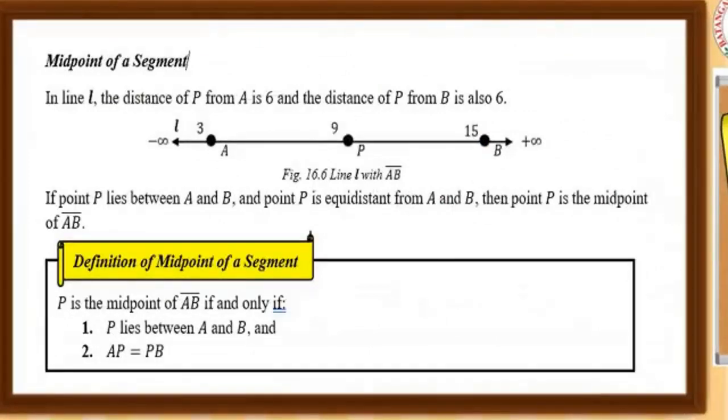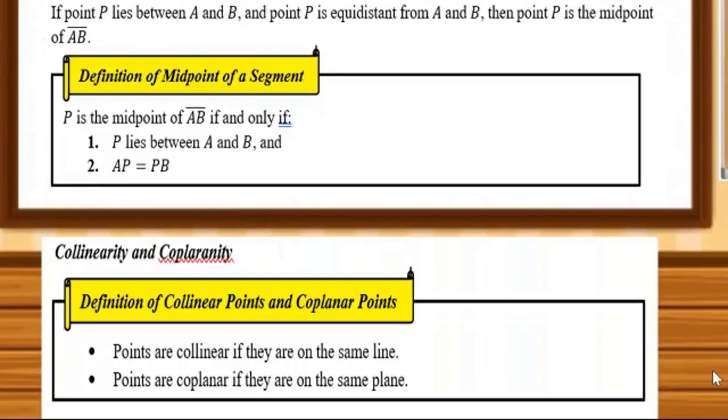Now we have the midpoint of the segment. If in line L, the distance of P from A is 6 and the distance of P from B is also 6, so if point P lies between A and B and point P is equidistant from A and B, then point P is the midpoint of segment AB. And here is the definition for the midpoint of a segment. P is the midpoint of segment AB if and only if P lies between A and B and AP is equal to BP or PB.